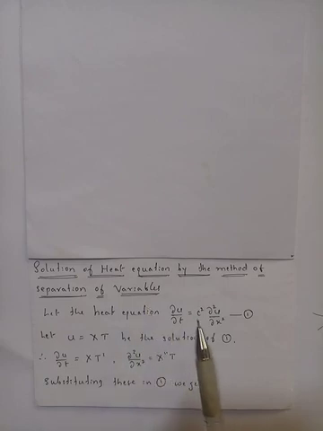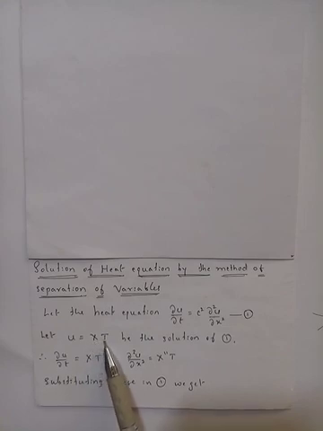Now, as the dependent variable is u, we first assume the solution as u equal to a function of the independent variables, small x and small t. So we assume the product as capital X into capital T. Okay, this is the assumed solution. Now our work is to find the values of capital X and capital T.